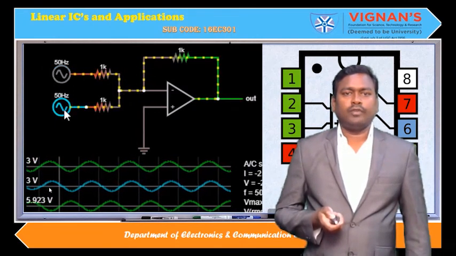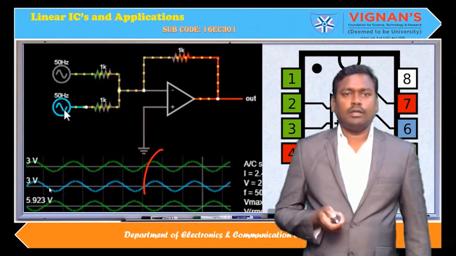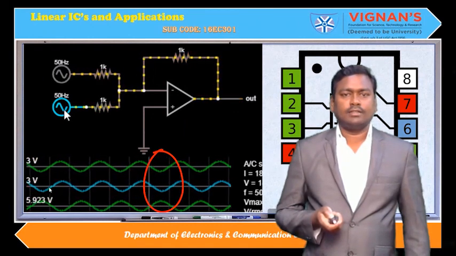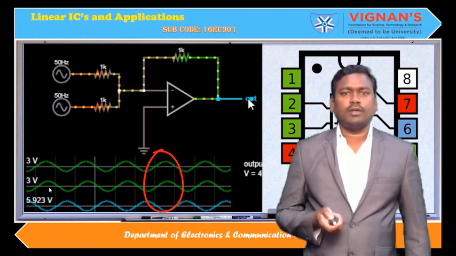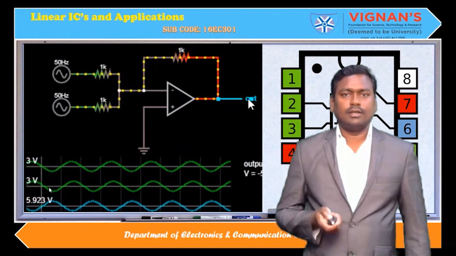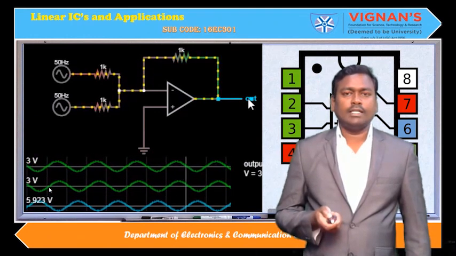If you see the output waveforms, both the input signals are in phase, but the output signal is out of phase with the input signals because it is an inverting summing amplifier.